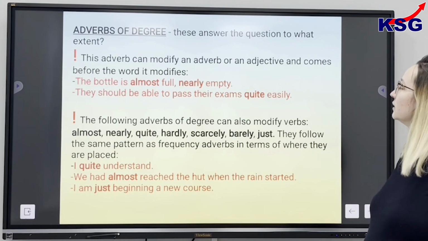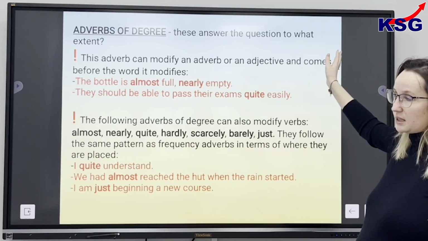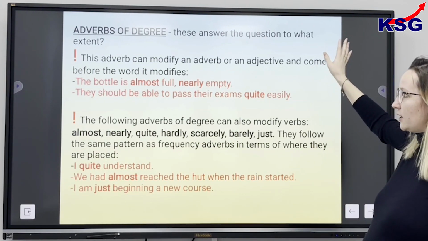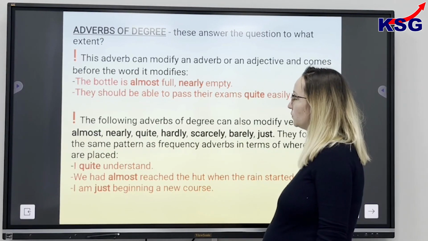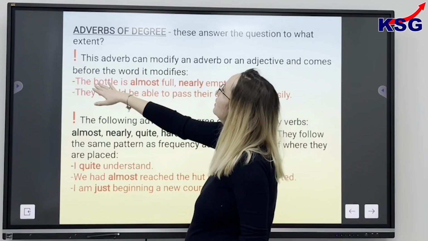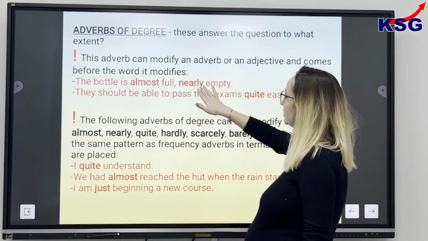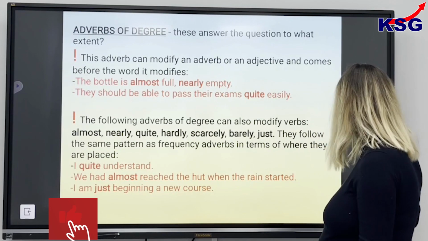Adverbs of degree answer the question to what extent, and can modify an adverb or an adjective, and come before the word they modify. And you have here: the bottle is almost full, nearly empty.